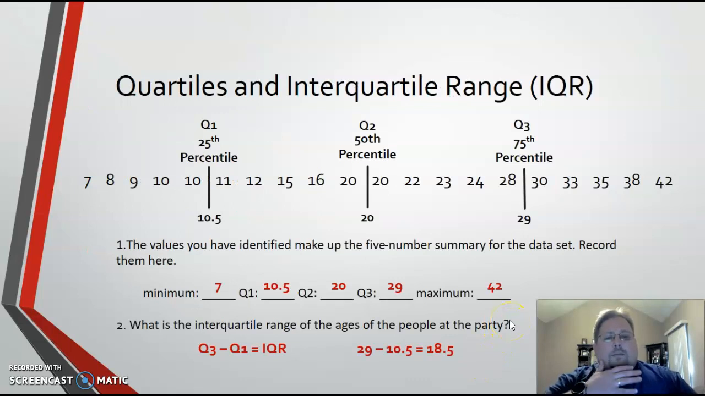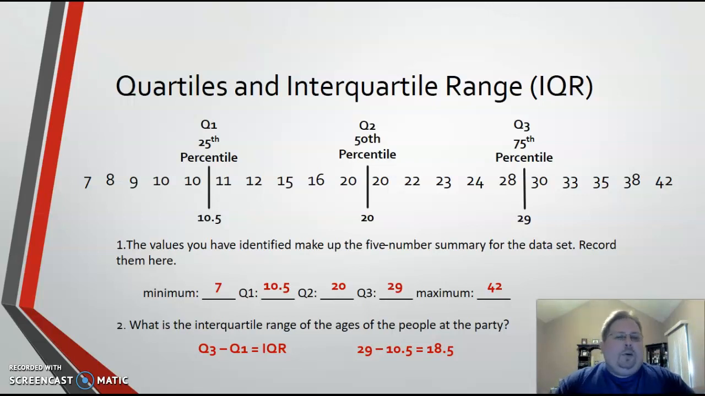Looking at this 18.5, it's a larger number, which means that our data is spread out more. If that interquartile range is a smaller number, that means the data is less spread out and there's more of the same answers. Think of this party as probably a big family get-together, because you have some kids at 7, 8, 9, and 10, and then you have some adults at 42, 38, 35, 33.